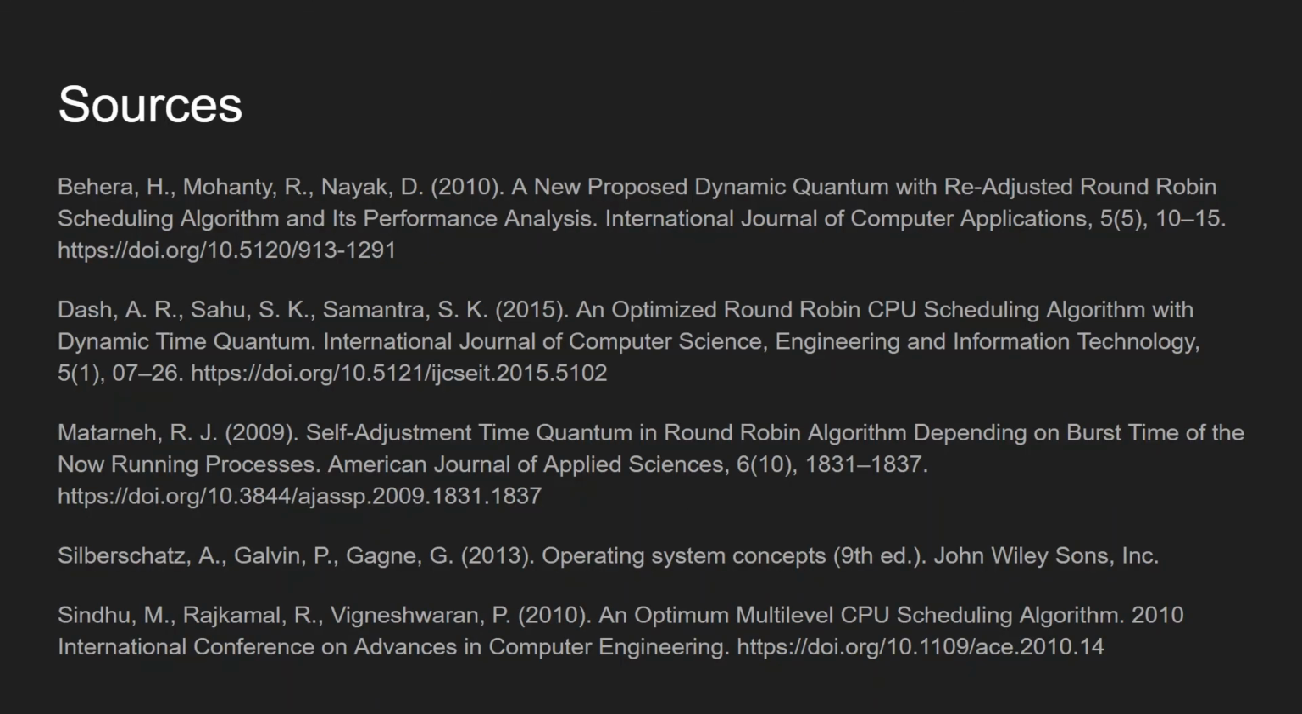And these are the sources. These are just the three papers that were used, as well as the dinosaur book.